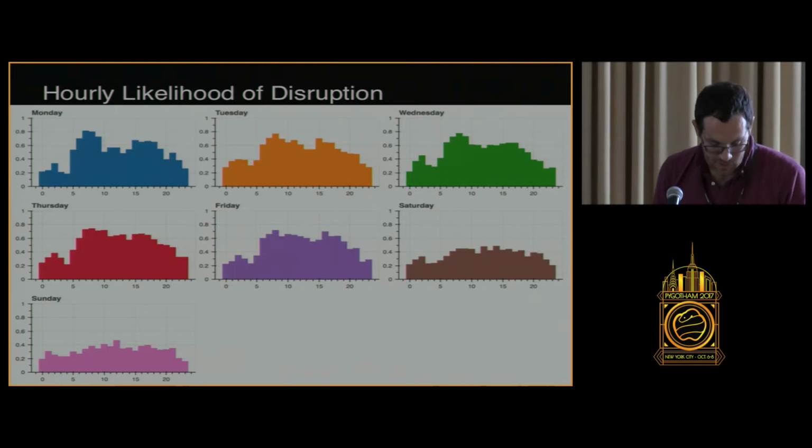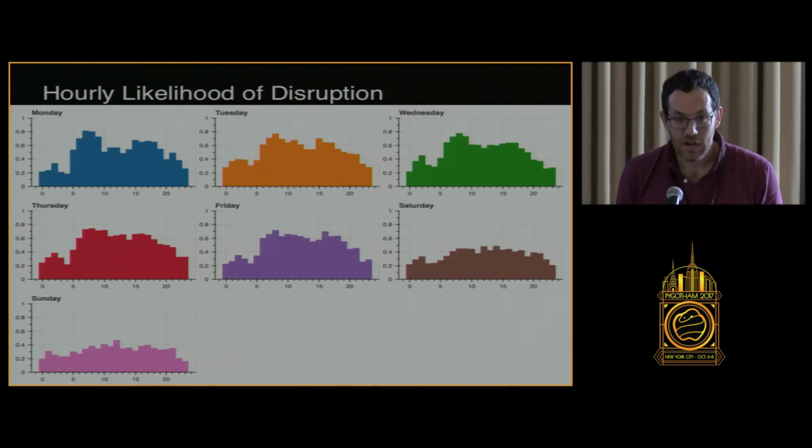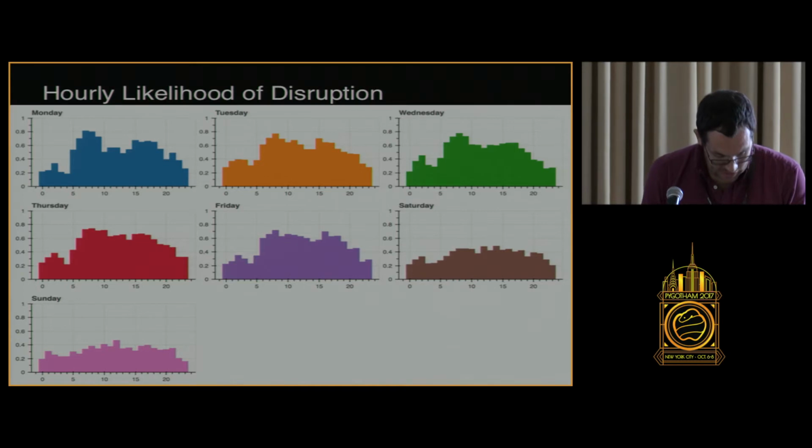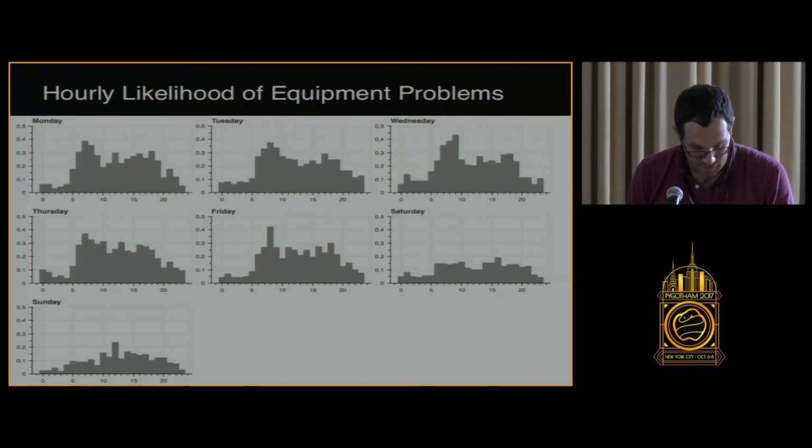So pretty clearly, there's a direct correlation between the number of people on the system and the number of disruptions. This makes a lot of sense for certain disruption types, like sick passengers or high volume or overcrowding, but it also applies to things you wouldn't expect. So here's a chart of the hourly likelihood of equipment problems.